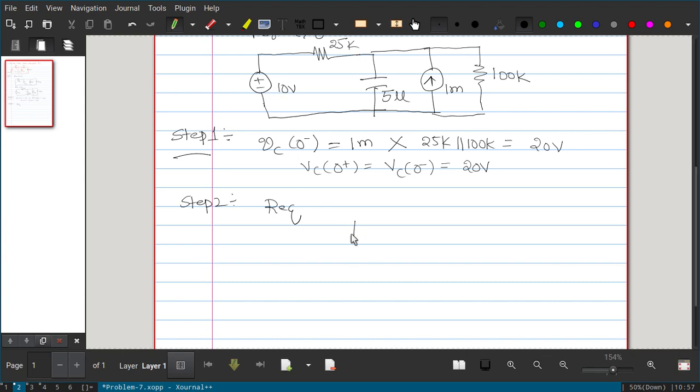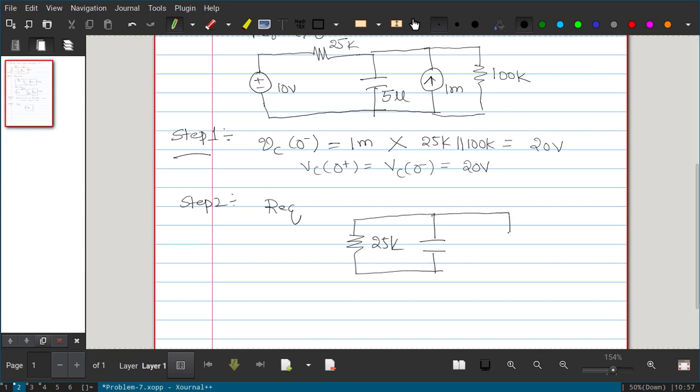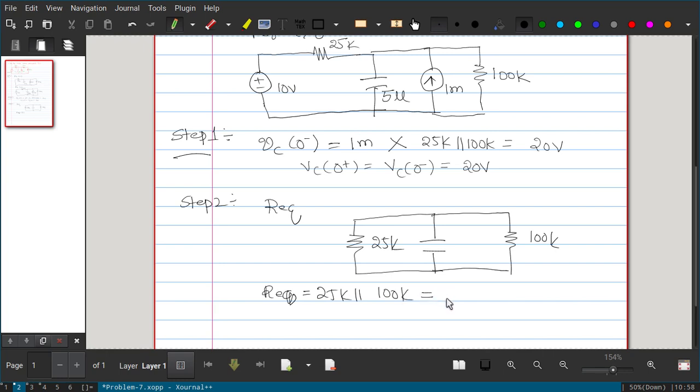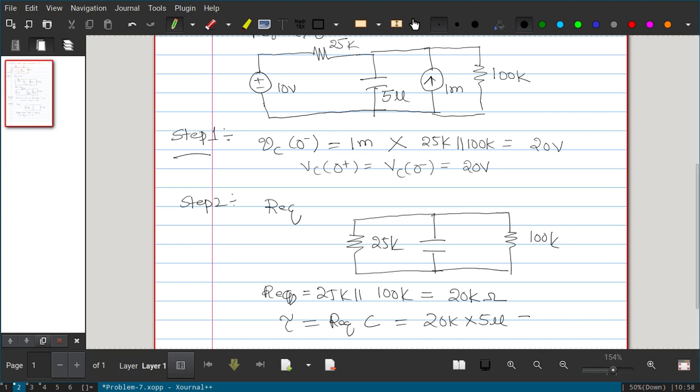So this will be 25k, and you have the capacitor, and the 1 milliampere source won't come into the picture, and 100k. Now R equivalent is the resistance seen by this capacitor. What is that R equivalent? R equivalent is 25k parallel 100k, so that will be 20 kilo ohm. And tau will be R equivalent times capacitance, 20k into 5 micro, so that is 0.1 second, or 100 millisecond.